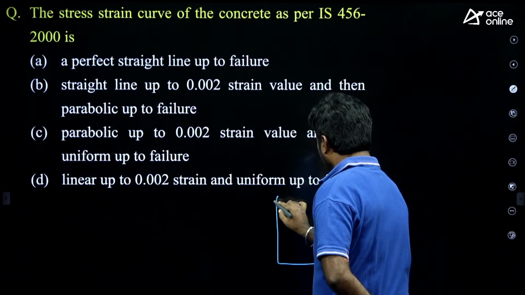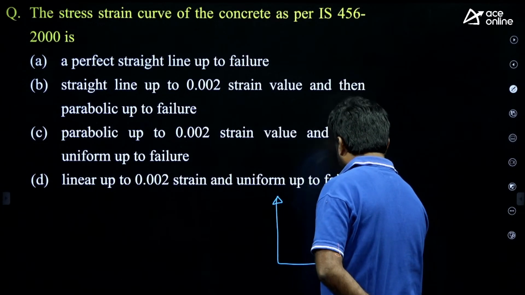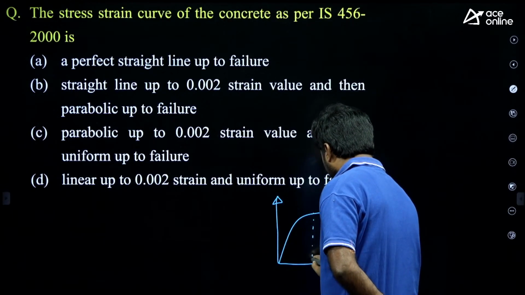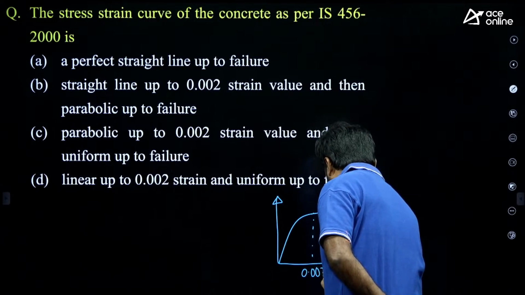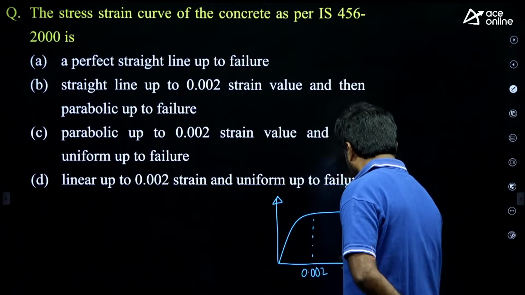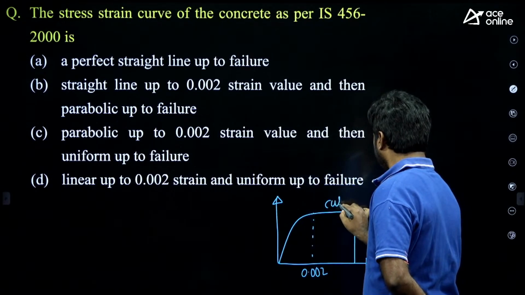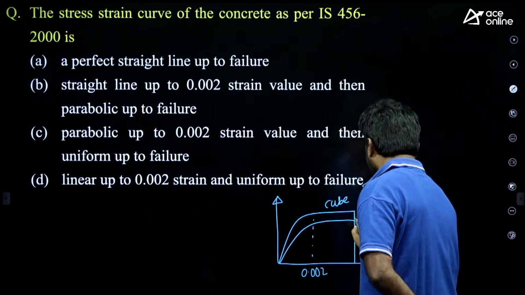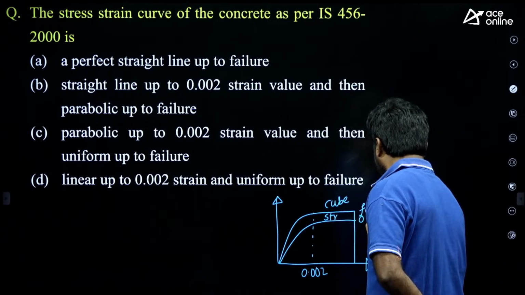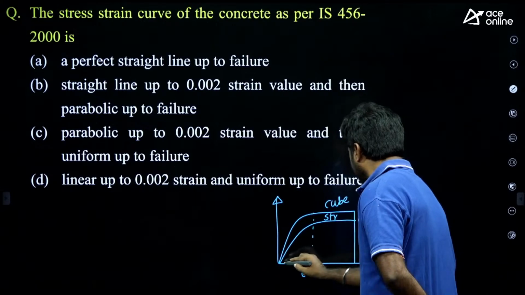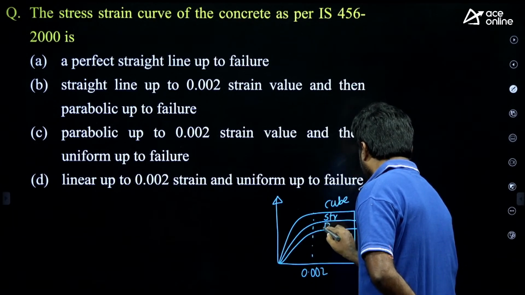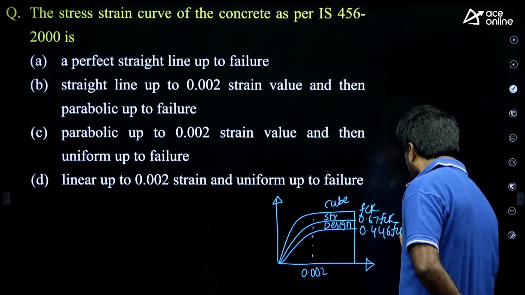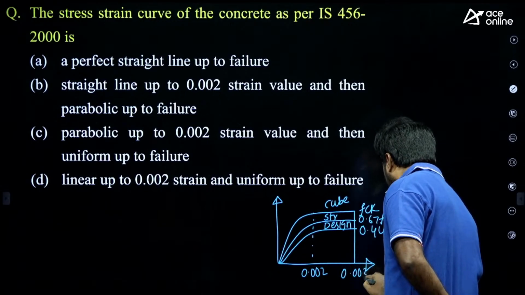for a design and analysis purpose, we can use ideal stress strain curve. It is partly parabola, then partly rectangle. So for a cube, we take FCK. Now strength of concrete in a structure will be 0.67 FCK. But for a design purpose, my dear, it is 0.446 FCK. It is 0.0035.